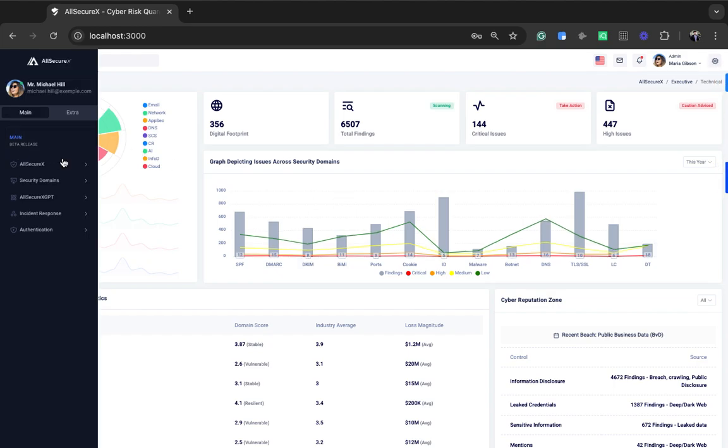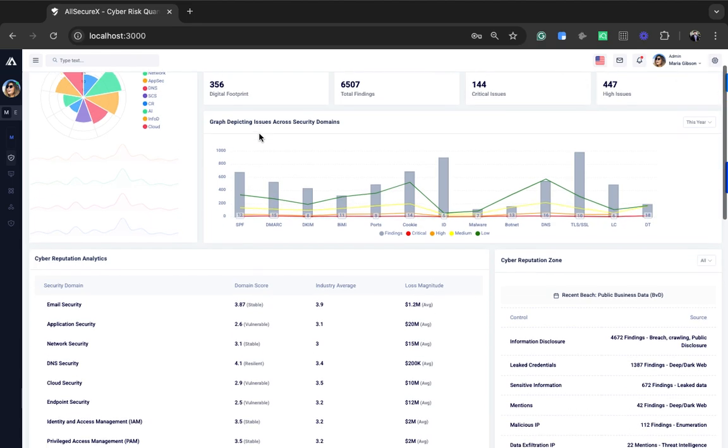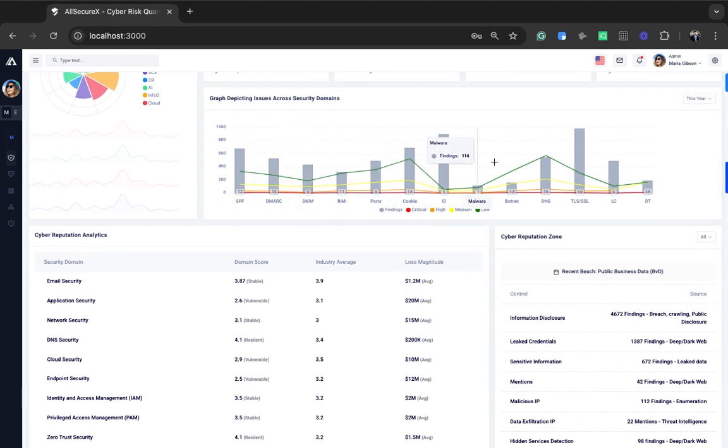This comes under the AllSecureX My Organization, which will give you the health summary report of your organization from a high level perspective. We have a digital footprint here, the findings, critical issues, and the high issues. The digital findings, or the digital footprint, we call it, these are the number of assets we have found, which includes the primary domain, primary subdomain, the associated domains, and correspondingly associated subdomains. And we had a graph that represents the finding across each and every vertical and the findings related to that.